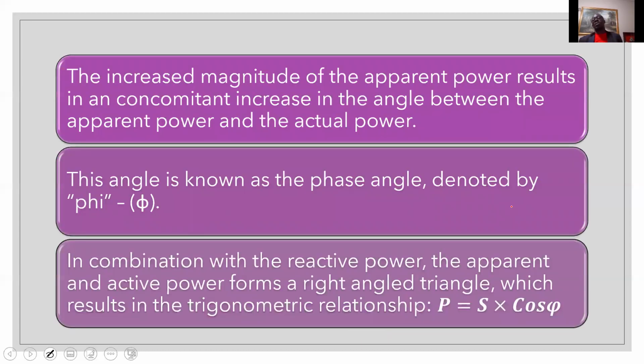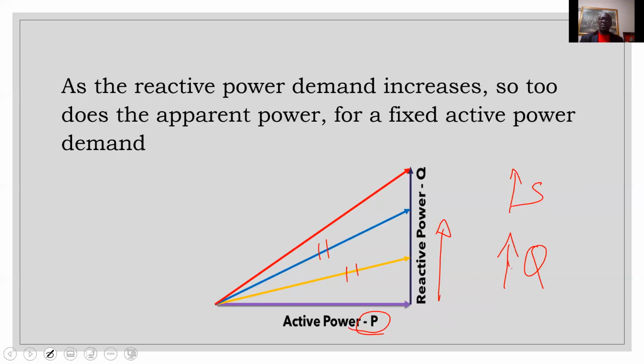The increased magnitude of the apparent power, therefore, results in an increase in the angle between the apparent power and the actual power. So if we go back to what we have here, with the smaller S, that would be my angle. As S increases, the angle increases in terms of magnitude.